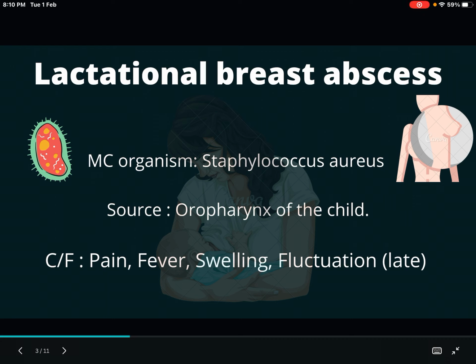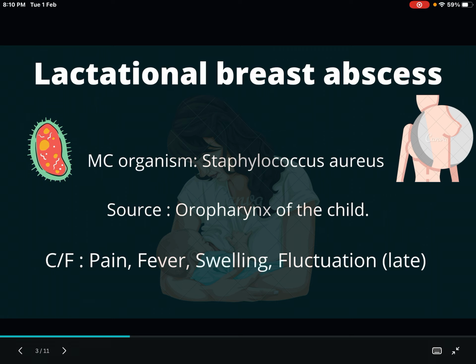Now let's see what are the clinical features. We can imagine what may be the clinical features, like it is an abscess condition. So pain, fever will be there. Pain, fever and swelling. Fluctuation, coming to the fluctuation part, it is an examinatory finding, but it will come in the late stages only. So that is not so prominent a feature. So the main features are pain, fever and swelling.